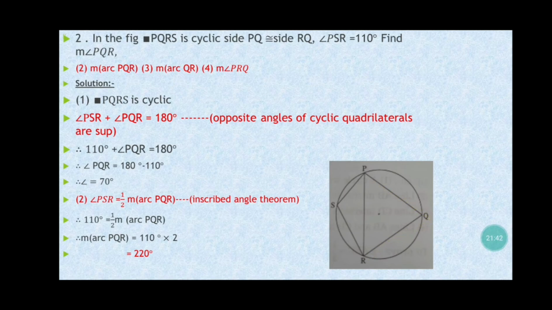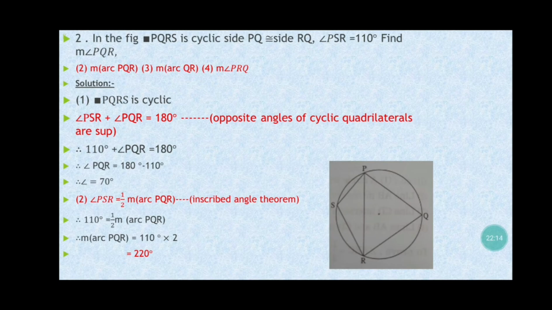Okay. Now here PSR is given to us and PQR. They are forming opposite angles of a cyclic quadrilateral, so they are supplementary. So angle PSR plus angle PQR equal to 180 degrees. So it is 110 plus angle PQR equal to 180. So angle PQR will be equal to 180 minus 110. So angle PQR will be equal to 70 degrees.